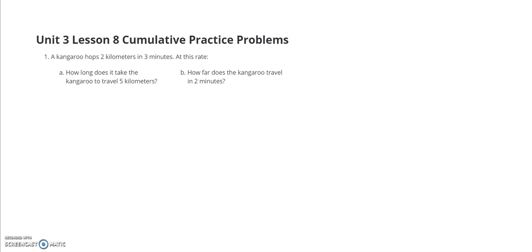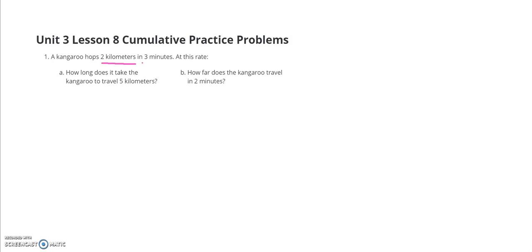Unit 3, Lesson 8, Practice Problems number 1. A kangaroo hops 2 kilometers in 3 minutes. At this rate, A, how long does it take the kangaroo to travel 5 kilometers? And B, how far does the kangaroo travel in 2 minutes? So we have a ratio.